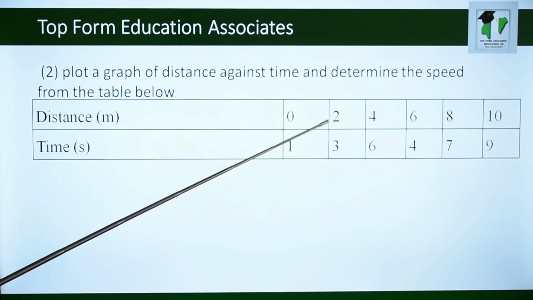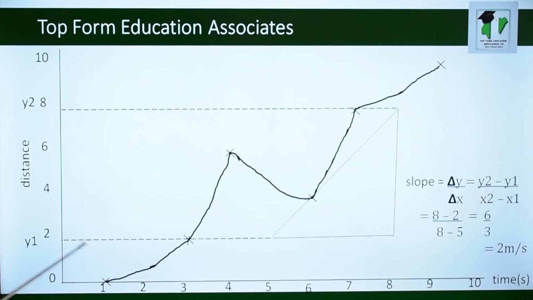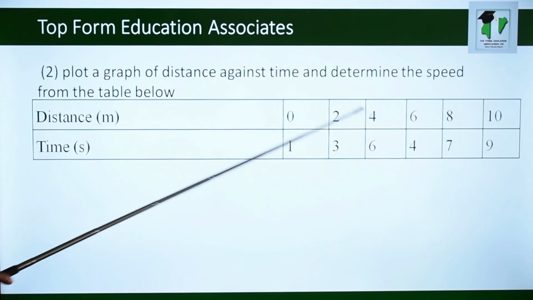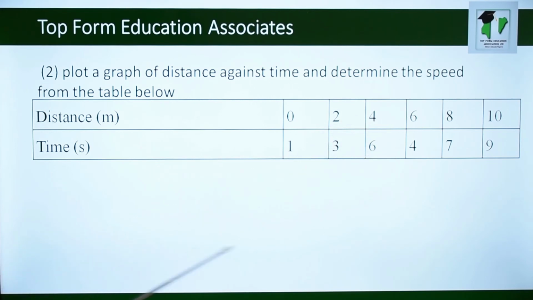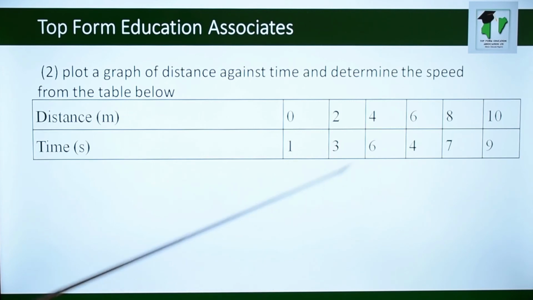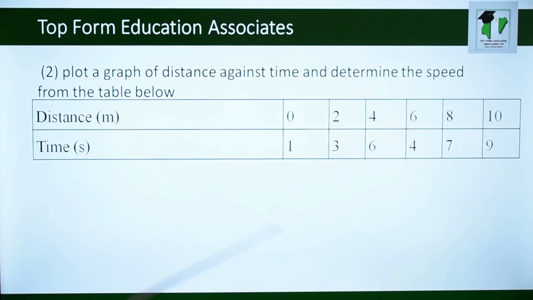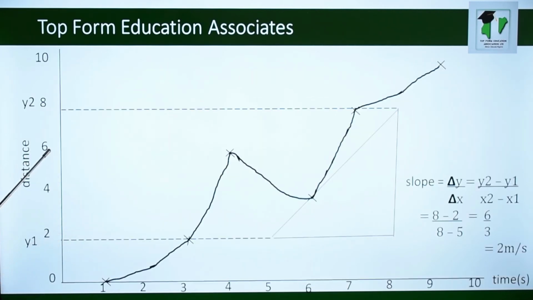Then the next one, when the distance is 2 meters, the time is 3 seconds. The next one is 4 meters against 6 seconds. Now 6 meters is against 4 seconds. 6 meters, have it here, is against 4 seconds.